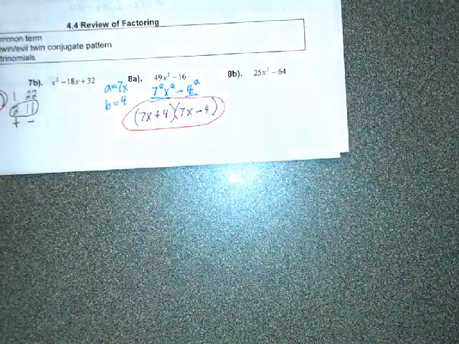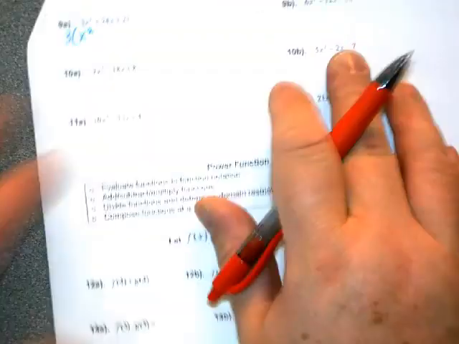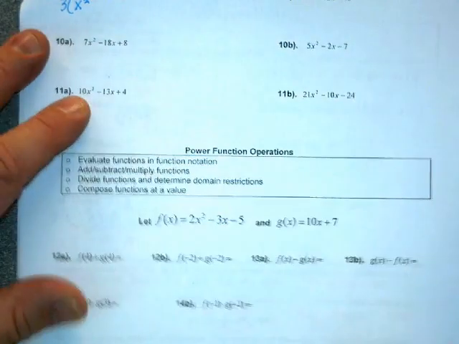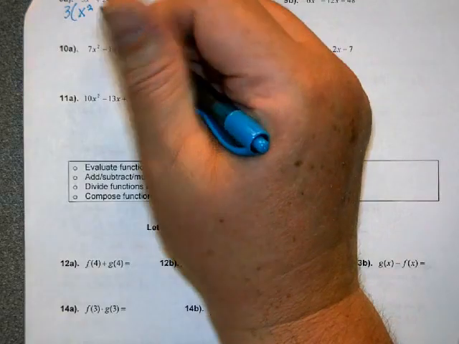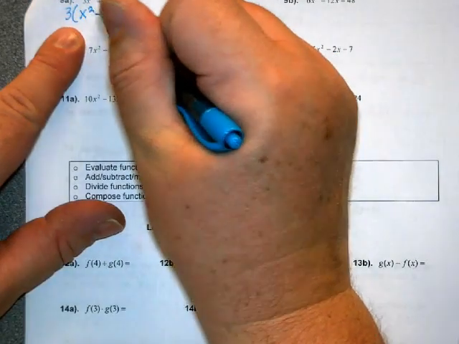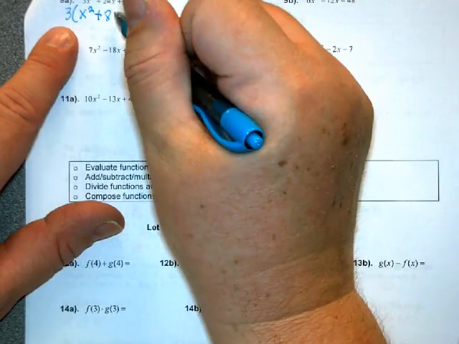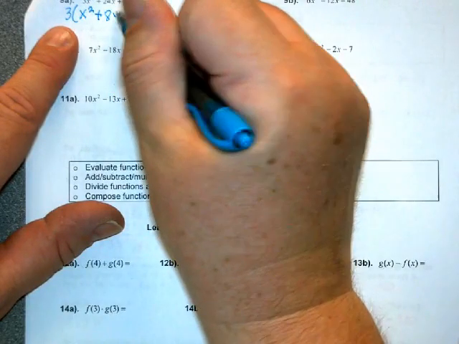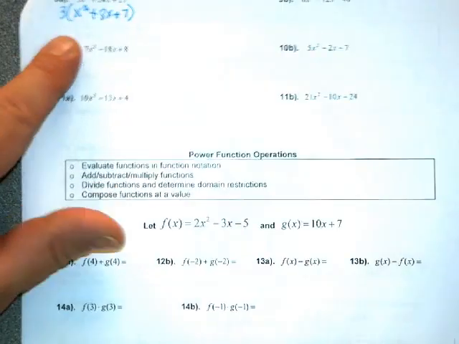Number 9. I could take out a 3. 24 divided by 3 is 8x, and then 21 divided by 3 is 7. That's a trinomial, so I'm going to rewrite it up here.